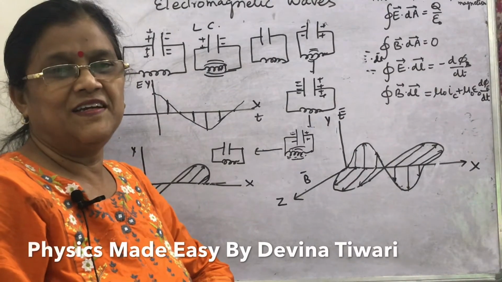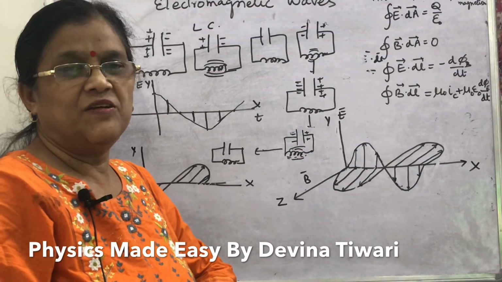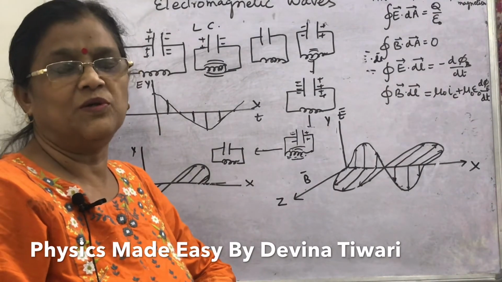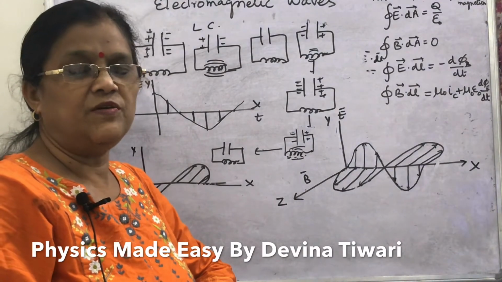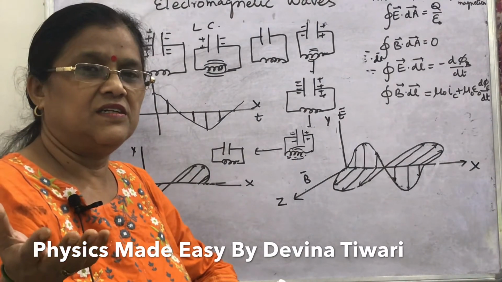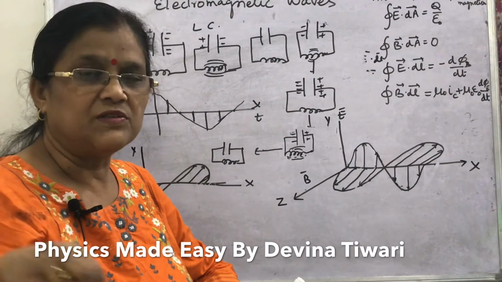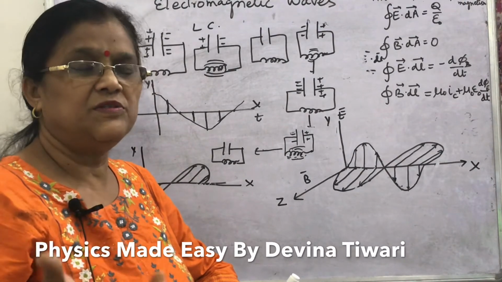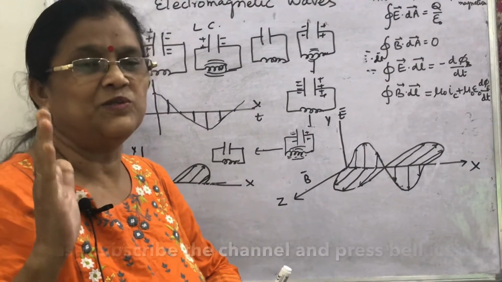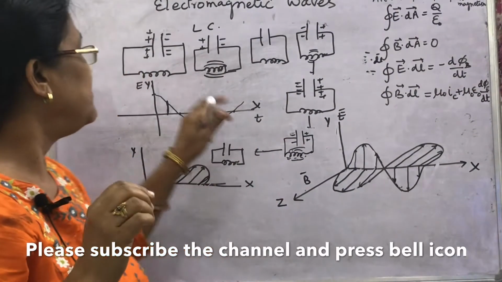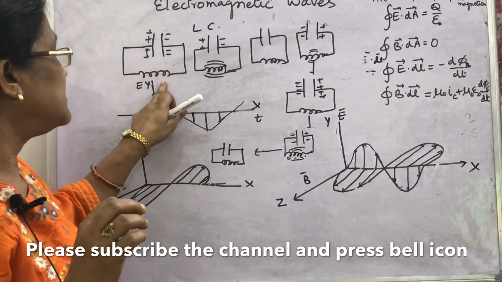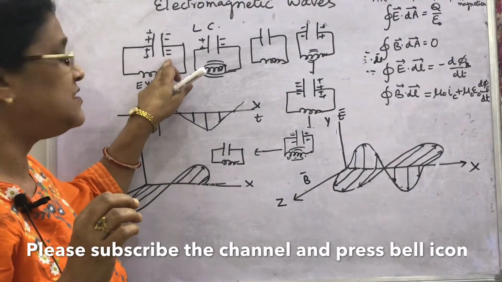Welcome viewers. In the topic electromagnetic waves, we have read that an oscillatory charge or accelerating charge is the source of EM waves. In the previous video, we have discussed it. Where is the oscillating charge found? Where is it oscillating? How is it producing EM waves? We have seen in the LC oscillations, as I told in the previous video, that this is the fully charged capacitor and this is the coil, an ideal LC circuit.